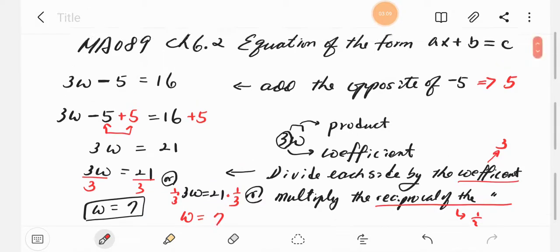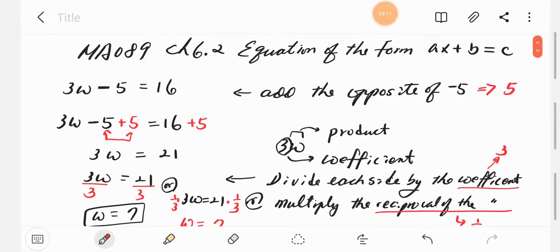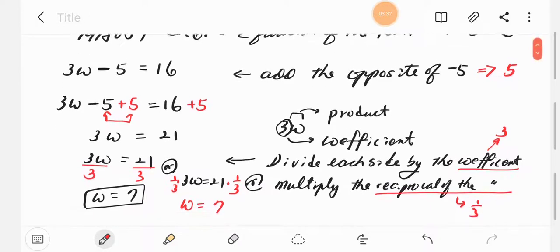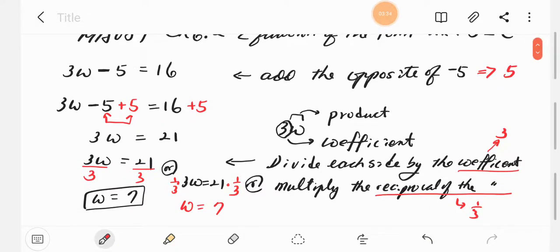Okay, so when we solve an equation that has this form, ax plus b equals c, then what do we do? The variable w is together with addition or subtraction, and w is also with a product, a number. Then first get rid of plus or minus, and then get rid of the coefficient.